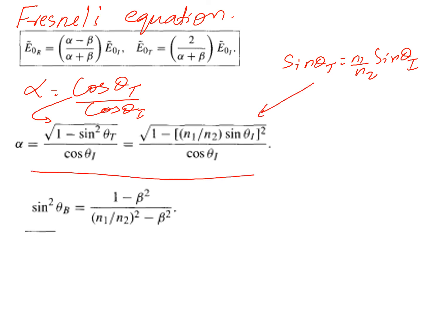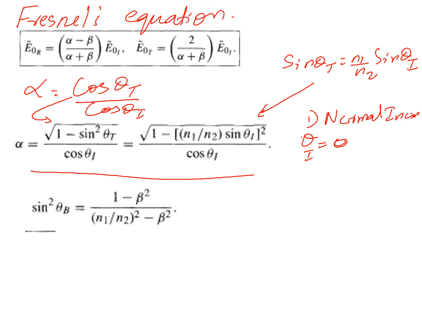Okay, now there are two special cases. The first special case is normal incidence. For normal incidence, the angle of incidence theta I is equal to 0. That means the light ray or the wave is incident along the normal. All angles we measure with respect to the normal. So if a wave is incident along the normal, the angle of incidence is 0.